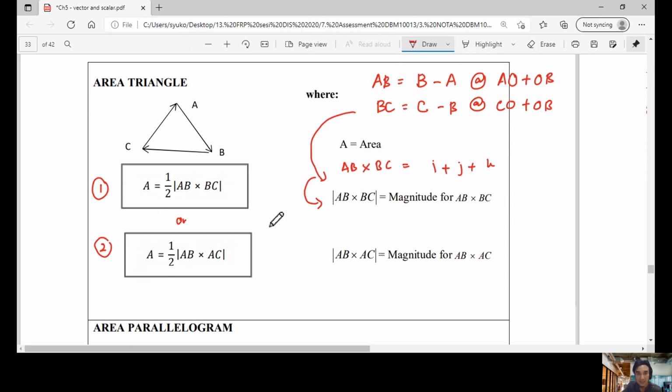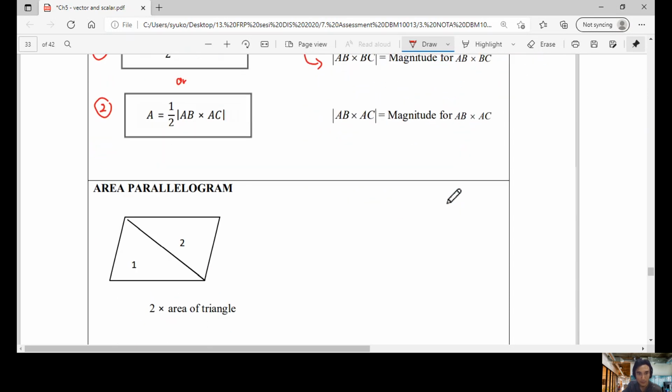Okay, understand? First of all, the form of triangle and then the formula, and then kita find AB and BC, and then find AB cross product with BC. Okay, kemudian find or calculate the modulus of AB cross product with BC. So we get the magnitude of AB times BC, and then times dengan 1/2. Nanti kita tengok dia punya example.